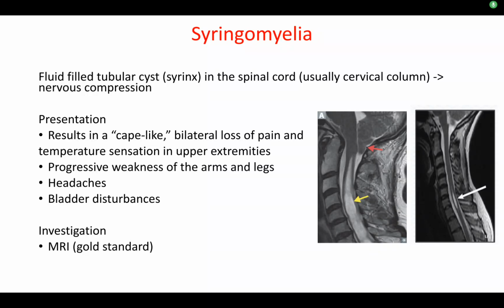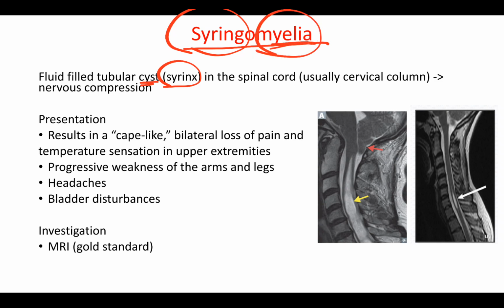So let's dive into some neuropathology. The first thing we're going to talk about is syringomyelia. Syrinx is nothing but a fluid-filled cyst, and myelia is nothing but your spinal cord. Myel means spinal cord. So there is a cyst or a syrinx inside your spinal cord.